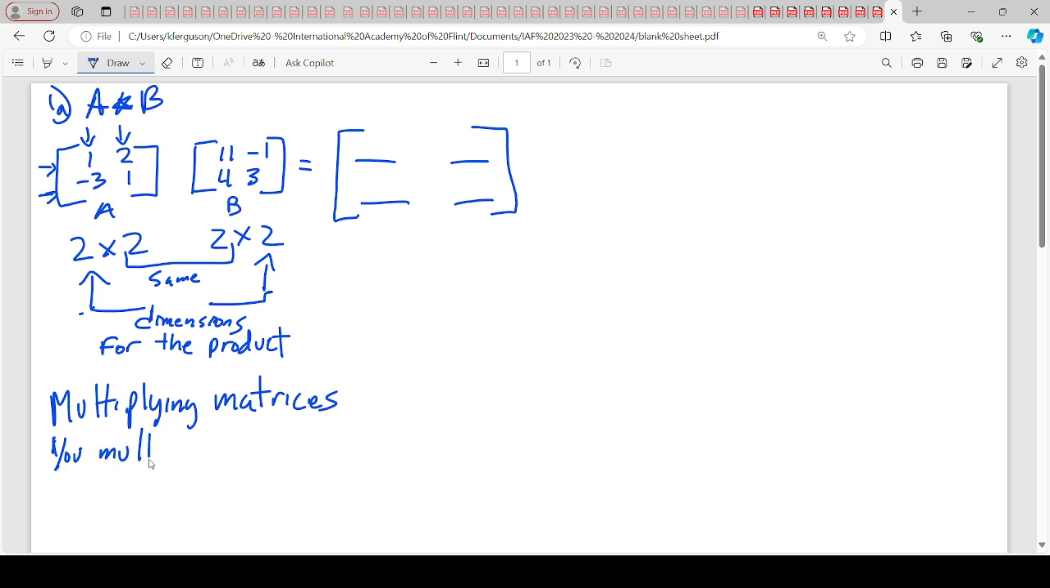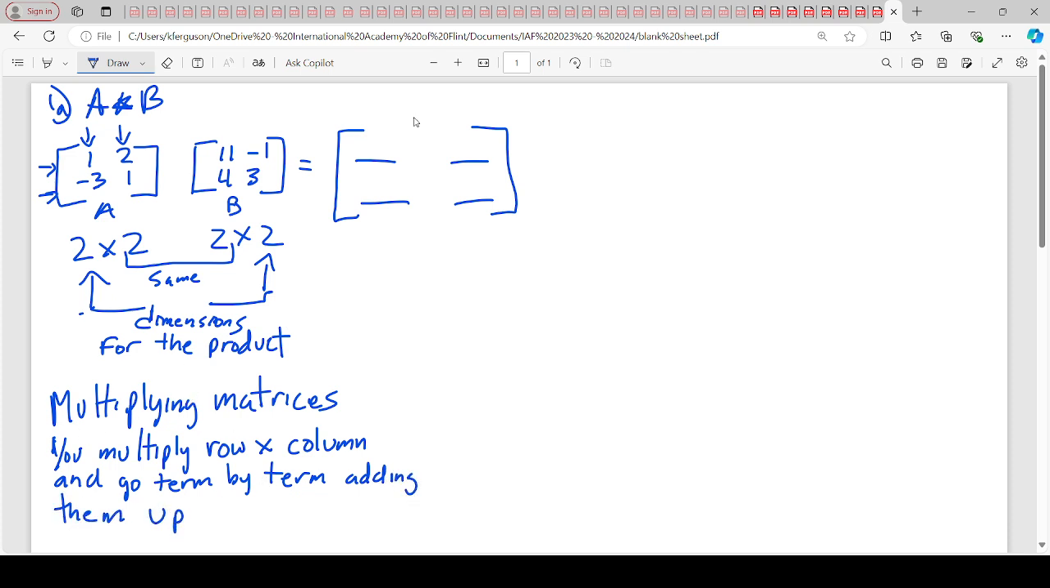you multiply row times column and go, let's see, what are we going to call these? Numbers or terms? We go term by term, adding them up. Okay, so this is multiplying matrices. And this is after I made sure that my dimensions were straight.